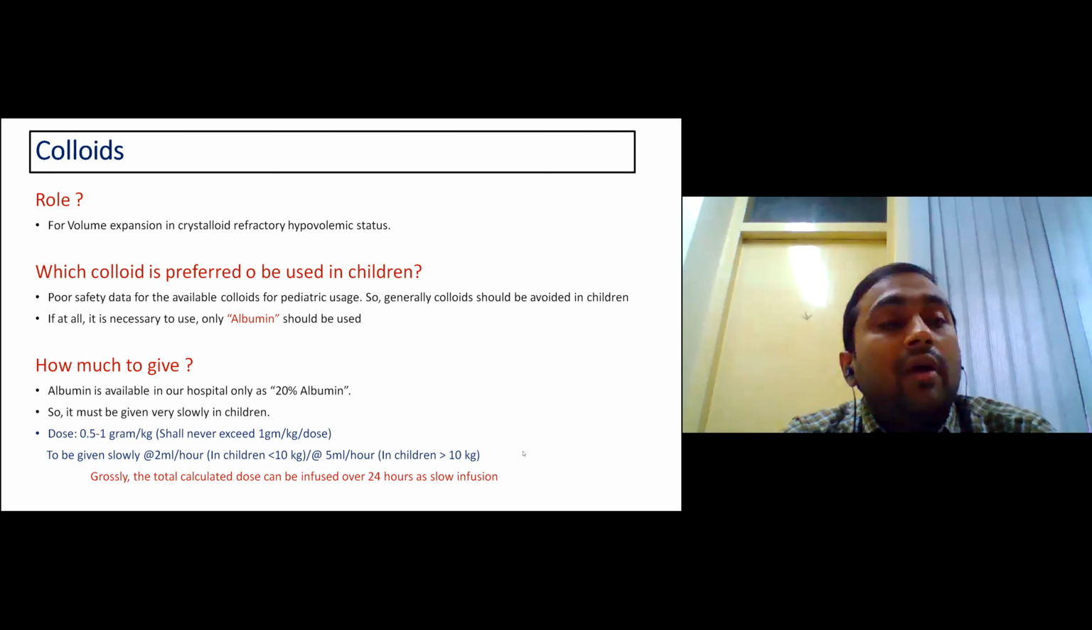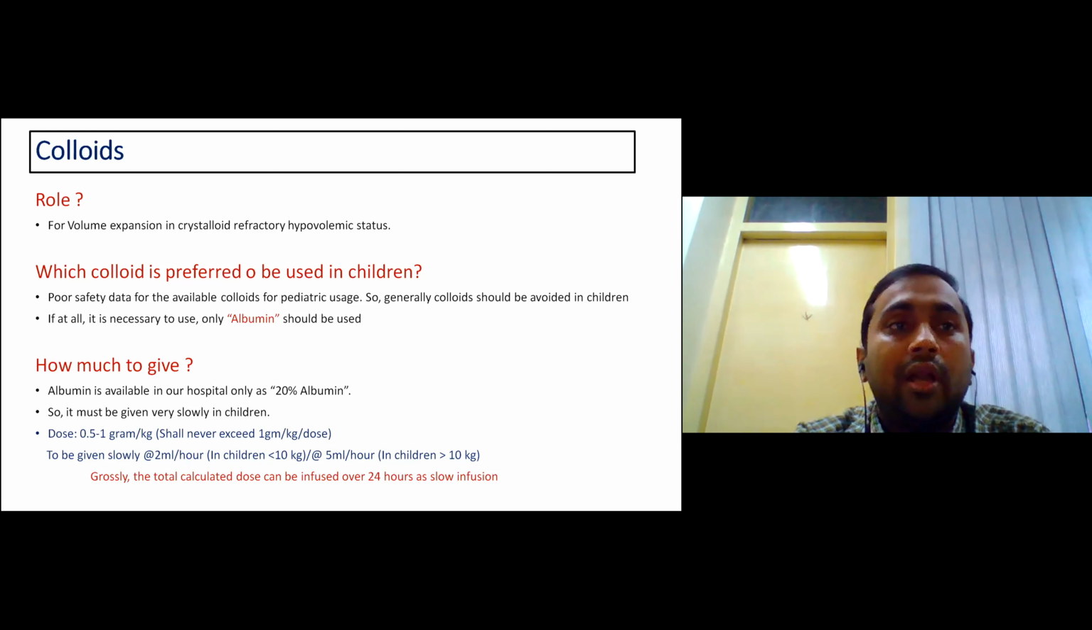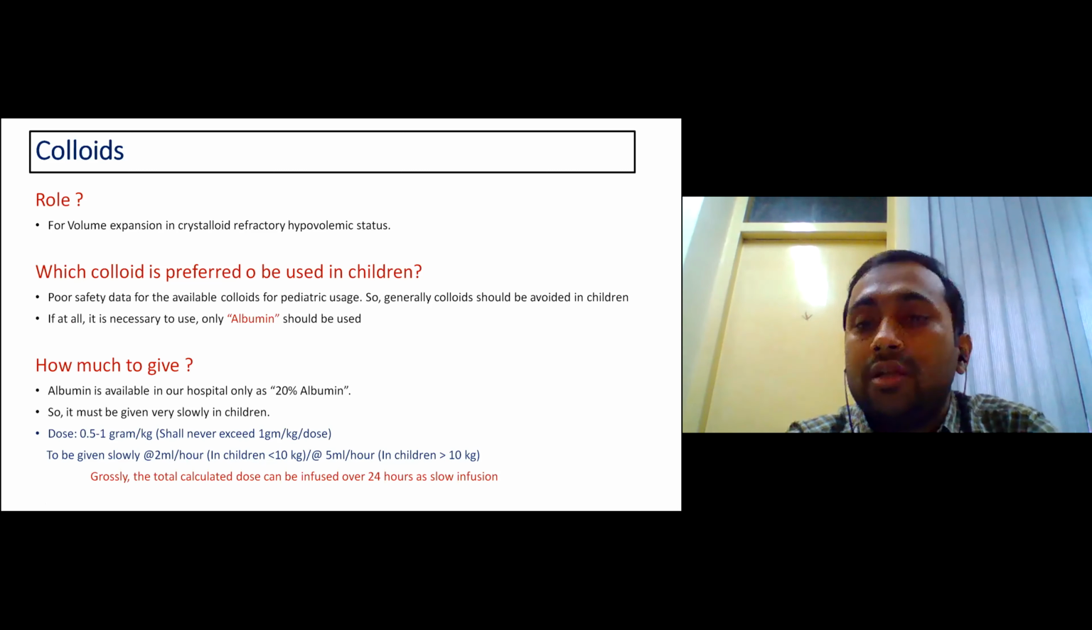So it must be given very slowly. The dose is 0.5 to 1 gram per kg, and 1 gram is the maximum dose, and it has to be given very slowly at the rate of 2 ml per hour in younger children less than 10 kg weight, and at the rate of 5 ml per hour in older children. Grossly, whatever be the calculated dose, we can give it over a 24 hour period as a slow infusion.